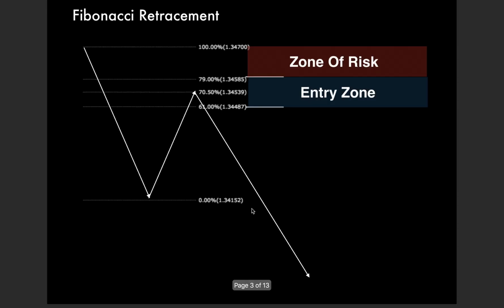Same thing for if the market's going down, kind of like I drew out. You have a market that's formed a high, has gone down, formed a low, and retraces off of that first movement. These percentages are going to be utilized for entries. Going forward, we'll talk more about zone of risk and target.